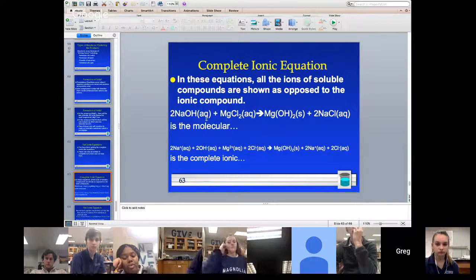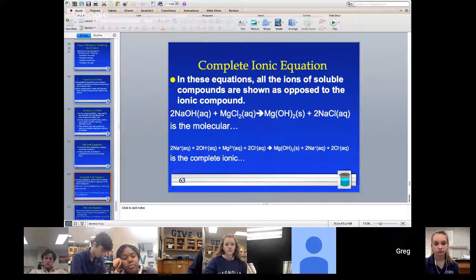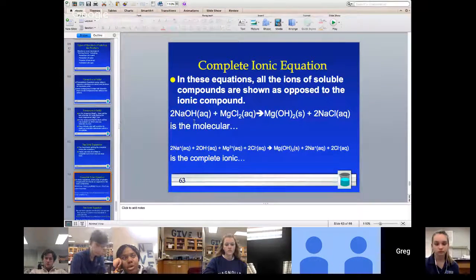So these three things, NaOH, MgCl2, and NaCl, they're all aqueous. What that means is that they really aren't a compound. Those are actually broken apart and they're actually ions.